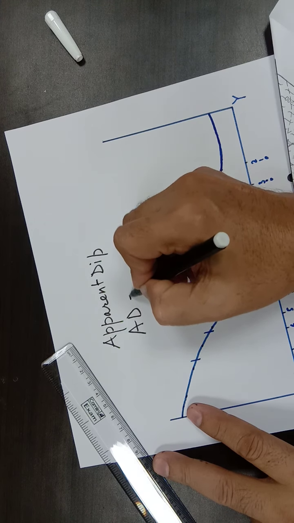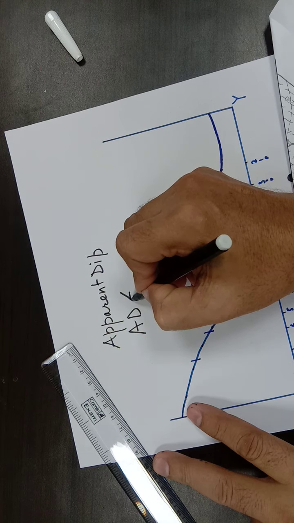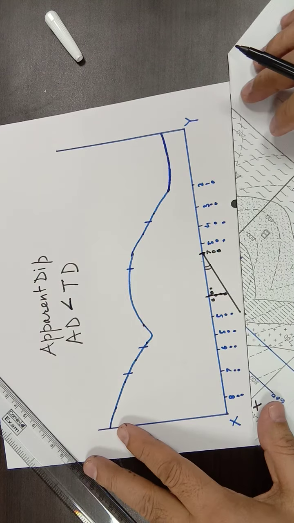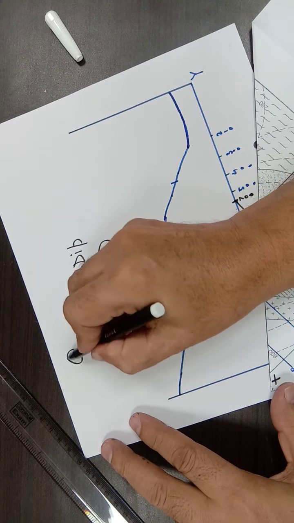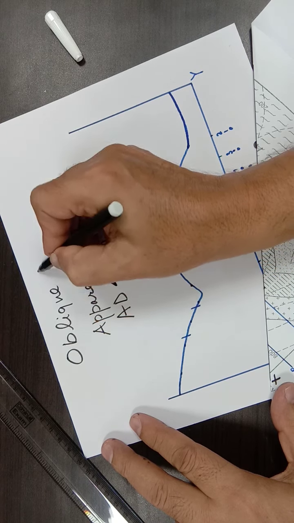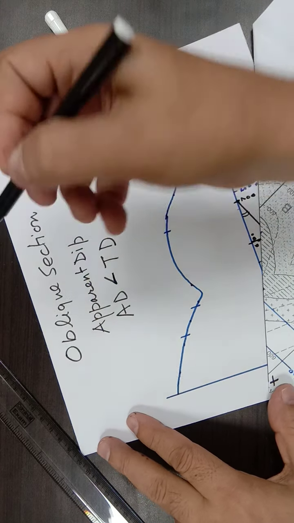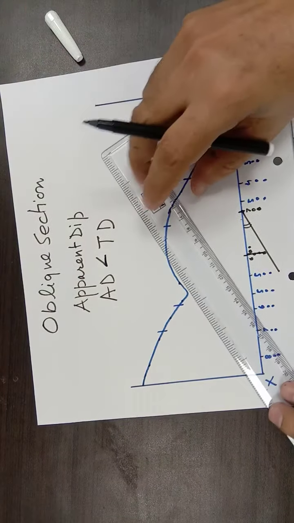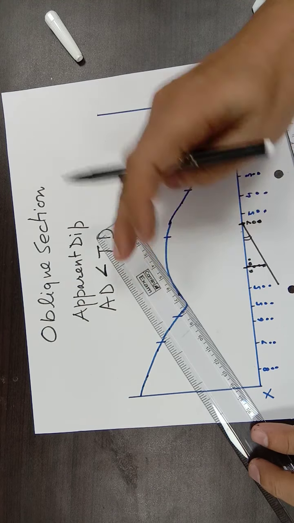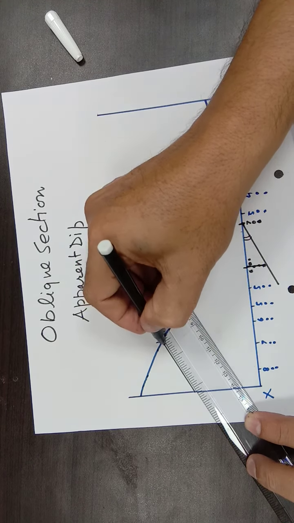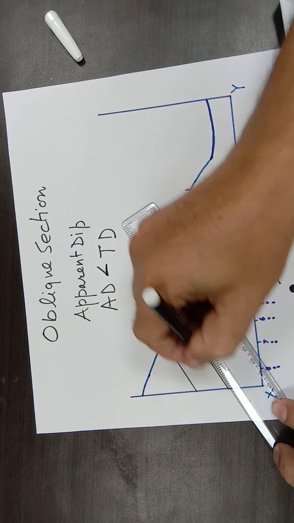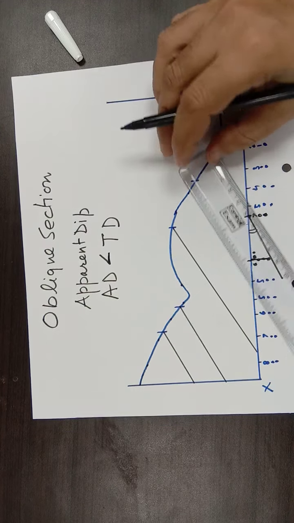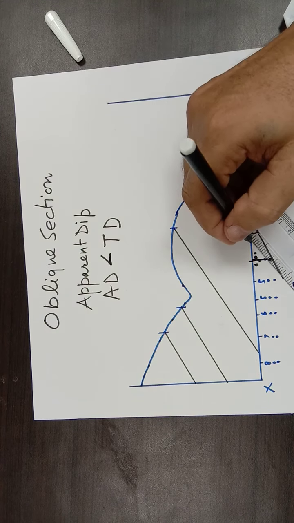Apparent dip is always less than true dip. This section is the oblique section. This is not a section which was perpendicular to the strike line, but it is an oblique section. Now after drawing the angle of dip parallel to this angle of dip, we will draw the contacts inside the section like this and like this.